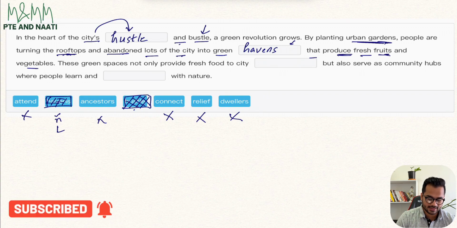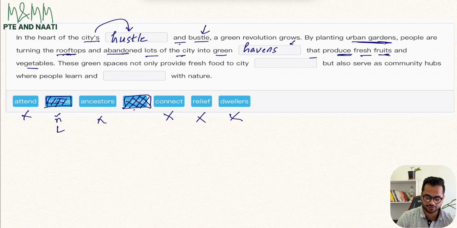It says these green spaces not only provide fresh food to city dash, so city something, but also serve as community hubs. And we'll read the rest of the sentence later once we reach that particular blank. So we're just looking at this one now. These green spaces not only provide fresh food to city attend, doesn't make any sense. City ancestors, no. Ancestors is like old people. So city old age basically. City ancestors doesn't make any sense.